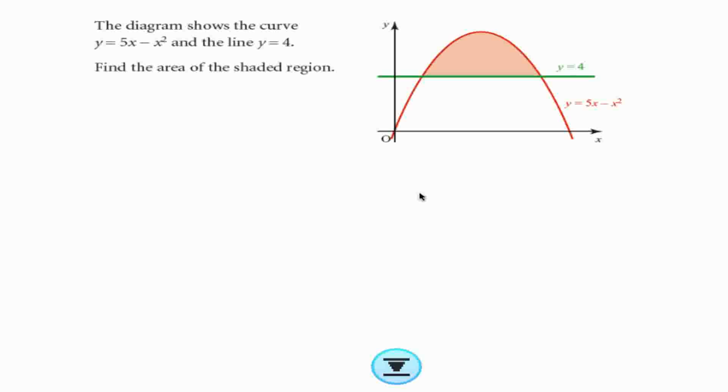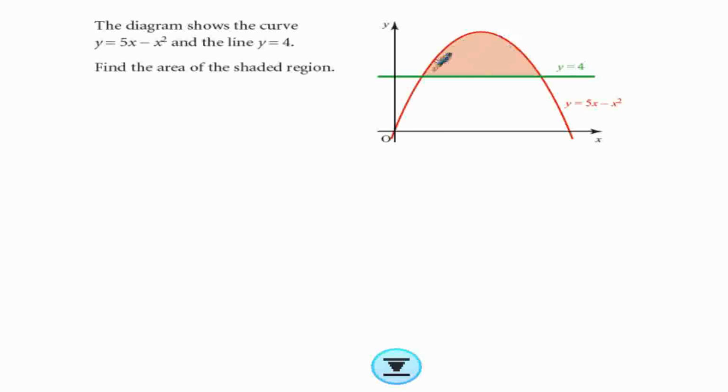Hello, in this video we are going to learn how to find the area between a curve and a line, and let's use this question as an example. The diagram shows the curve y equals 5x minus x squared and the line y equals 4. Find the area of the shaded region. So you are finding the area of this part.